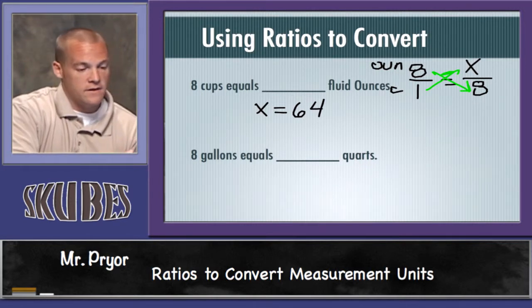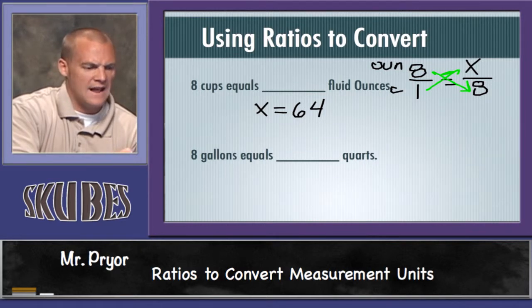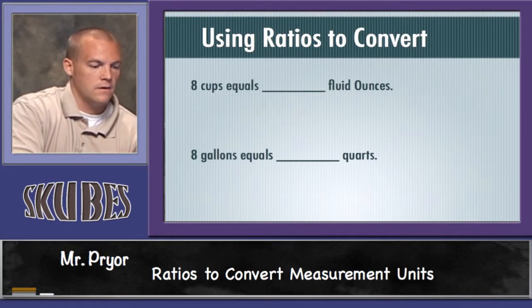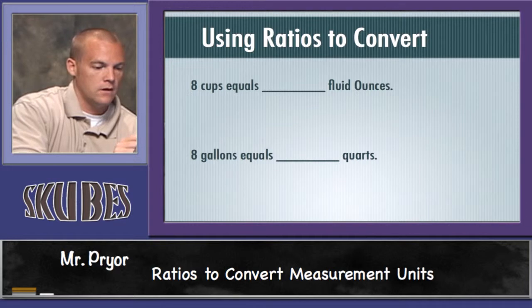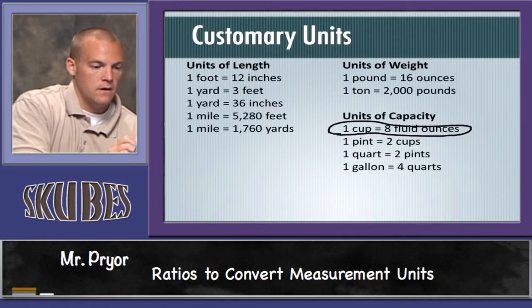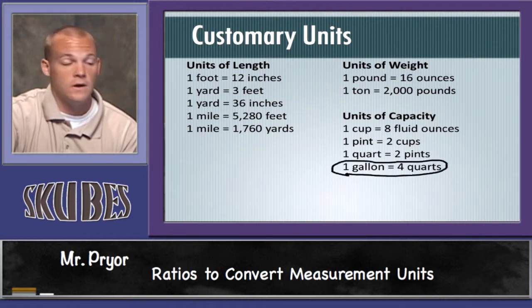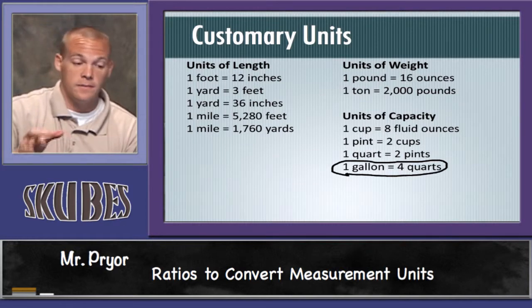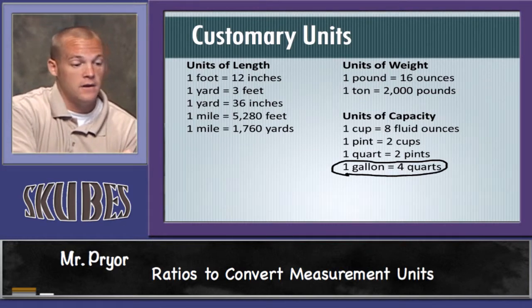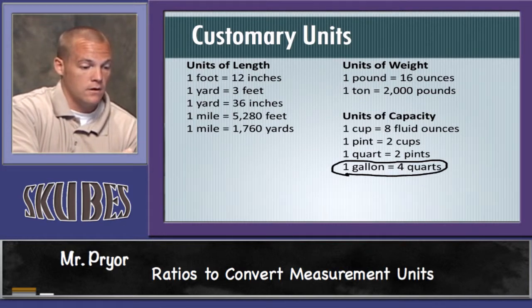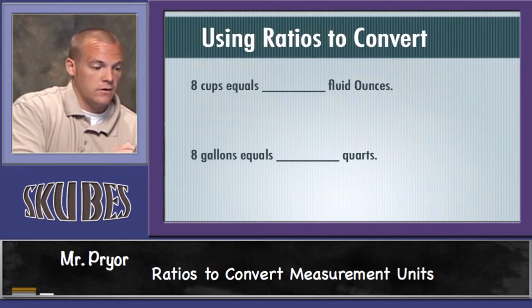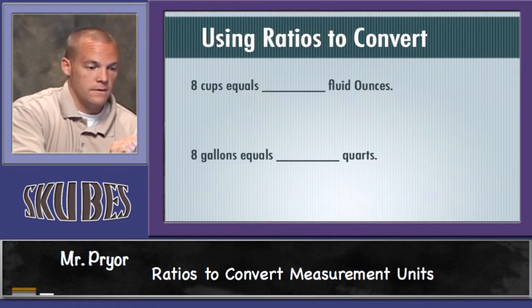All right, the next one down there at the bottom, you see you have gallons to quarts. Our conversion there is right down here at the bottom. 1 gallon equals 4 quarts. So 4 quarts to 1 gallon or 1 gallon to 4 quarts, depending on how you would like to set that up. So 1 to 4. All right, so we're going to set that up as 1 over 4. So that's gallon over quart.